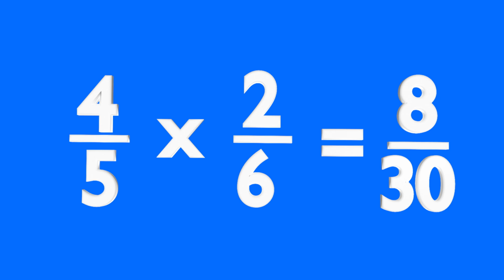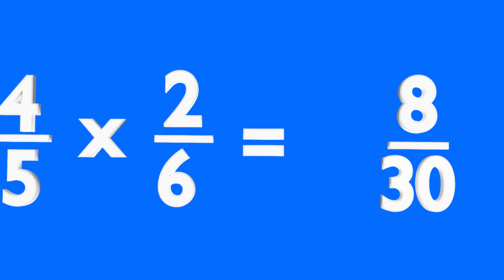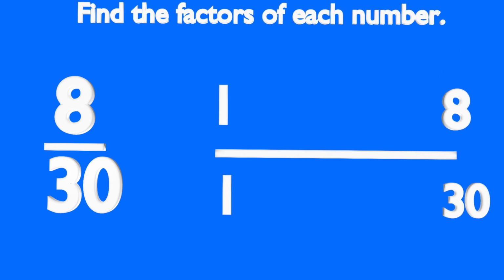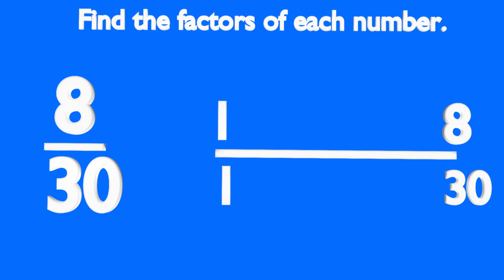We need to simplify the fraction 8 over 30. And to do that, we need to find all the common factors of each of these numbers. And all common factors are numbers that can be multiplied together to reach these numbers. We know 1 times 8 and 1 times 30 will reach 8 and 30. We know 2 times 15 equals 30.